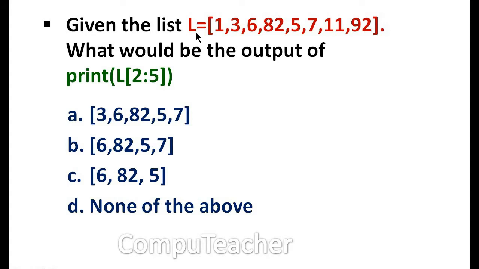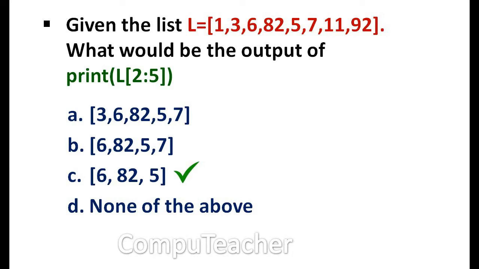Given the list L = [1, 3, 6, 82, 5, 7, 11, 92]. What would be the output of print(L[2:5])? What is it called? It is slicing. It will slice this list and return a subset of this list as the result. So the answer is 6, 82, 5.